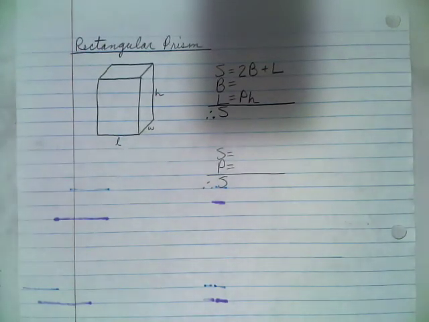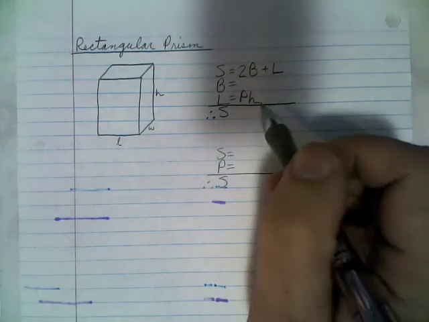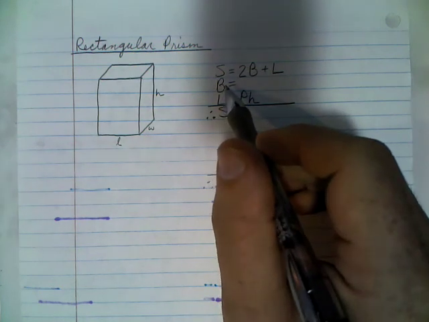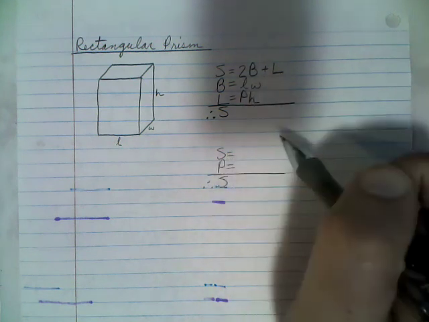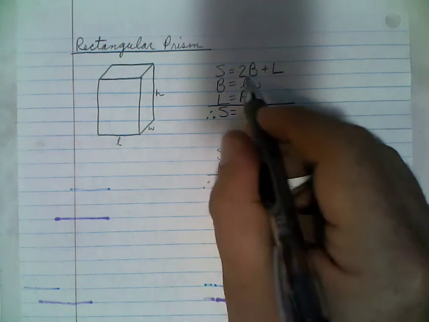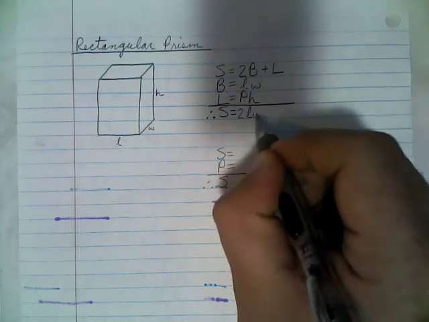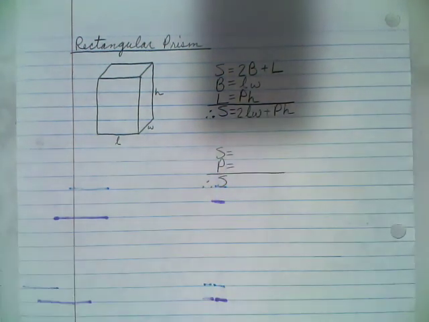All right, so onto the back. Onto the back here, I just have a generic rectangular prism. It has a length, has a width, has a height. We don't know what it is, don't really care what it is. We know that in general, surface area equals 2B plus L. However, for a rectangular prism, its base is a rectangle, which means the area of its base is LW. So therefore, the surface area is going to be 2B, which B now is LW, plus L, which we already know is perimeter times height.